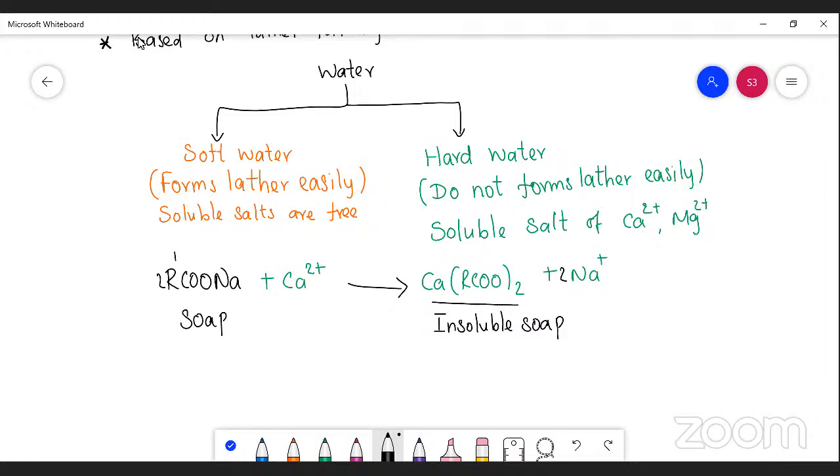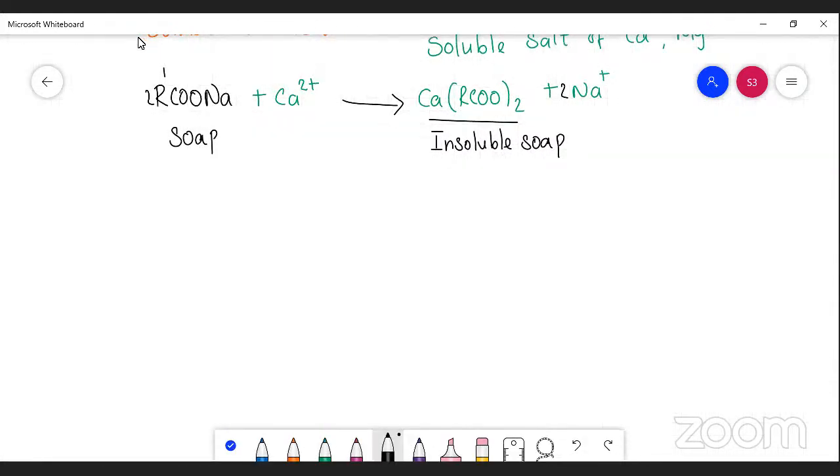So depending upon the froth formation, hardness of water is further classified into temporary hardness and permanent hardness. What do you mean by hardness of water? The hard water does not form lather easily with soap, because the calcium ion reacts with the soap and the soap becomes insoluble. So the hardness of water we may classify into 2 types.